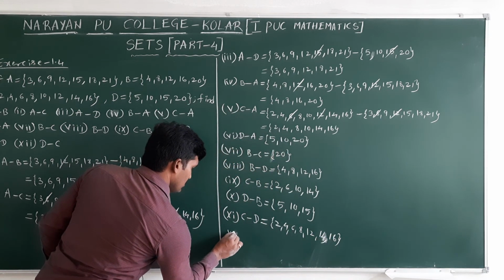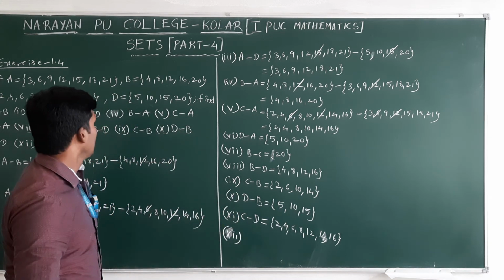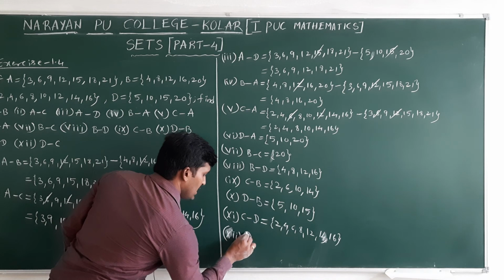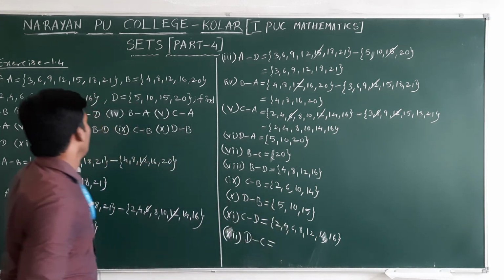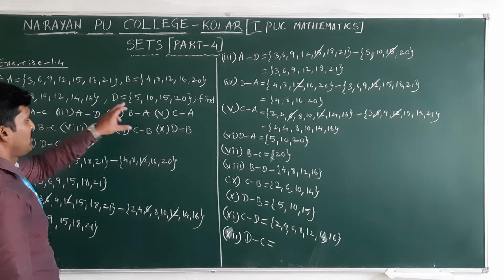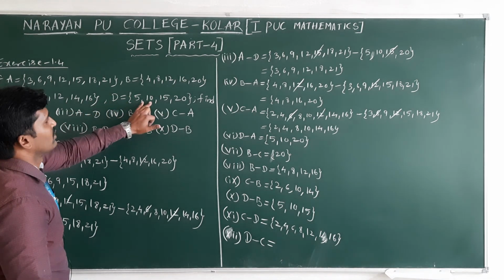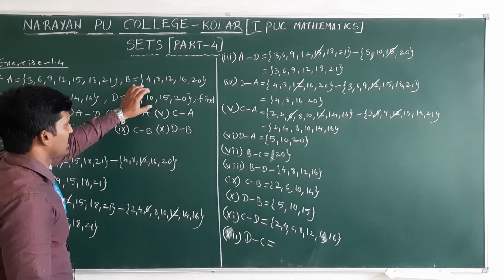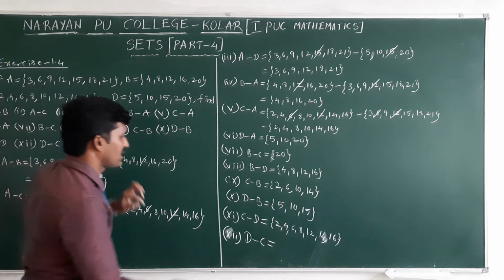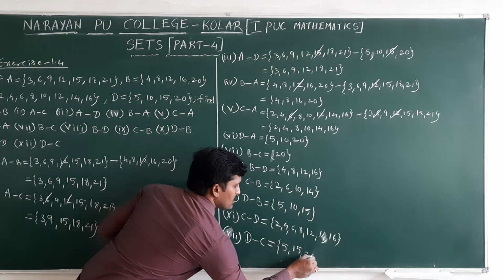Last, 12th question. The 12th question is D minus C. Now from D, what are the common elements present in C? Eliminate them. Which element is common in these two? 10 only. That's why except 10, the remaining elements are present only in D. That's why 5, 15, 20.